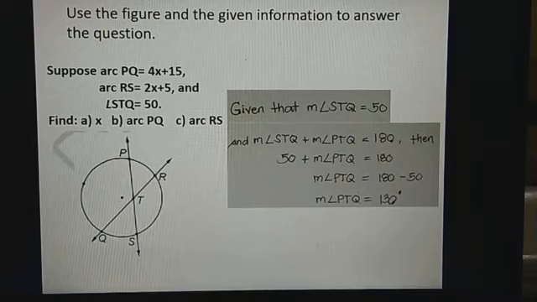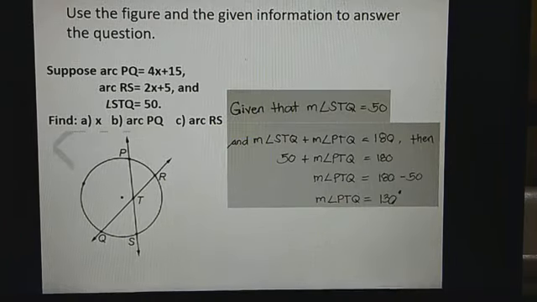Then, given naman si angle STQ which is 50, by the substitution method, we have 50 plus the measure of angle PTQ is equal to 180. Then, simplify further. We have the measure of angle PTQ is equal to 180 minus 50 using subtraction property of equality. Then, it gives us the measure of angle PTQ is equal to 130 degrees. So, ayan. Makakatulong na ngayon yung angle PTQ na yan in order to find the value of x and then measure of arc PQ at saka measure of arc RS.